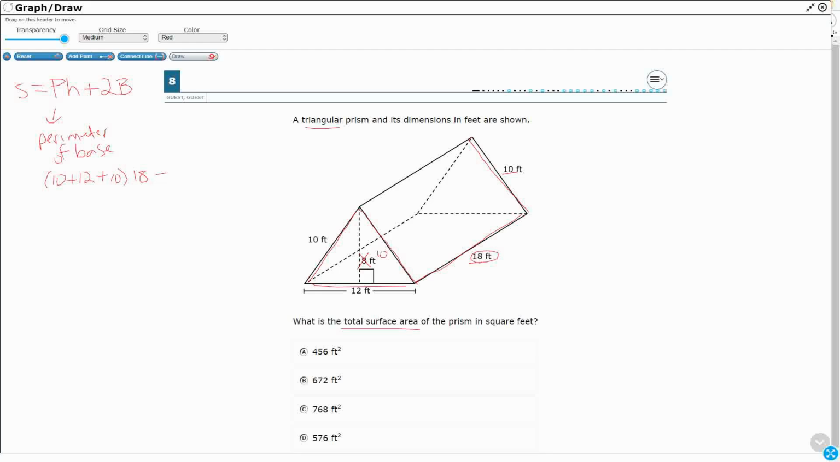Because what that does is this. So the area of any rectangle is base times height. So the perimeter times the height is going to get us this 10 right here times the height, 18. So that's going to get me this big rectangle right here. The 12 is in there, and we're multiplying it by 18. So that's going to get me the bottom down here. And then I'm going to do this other 10 by the 18. So that's going to get me this backside.